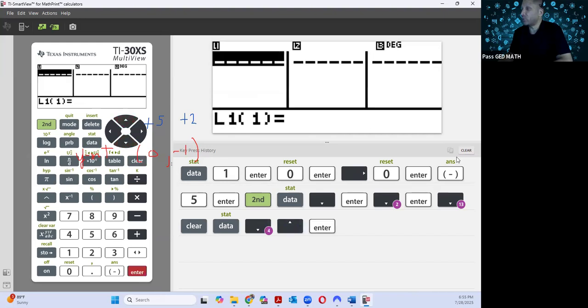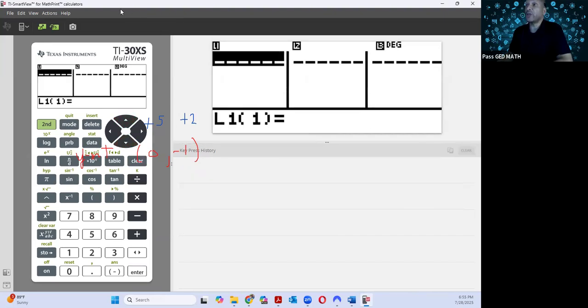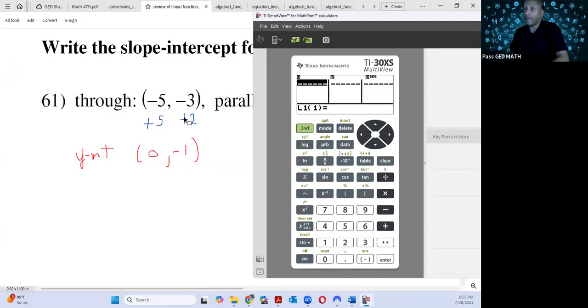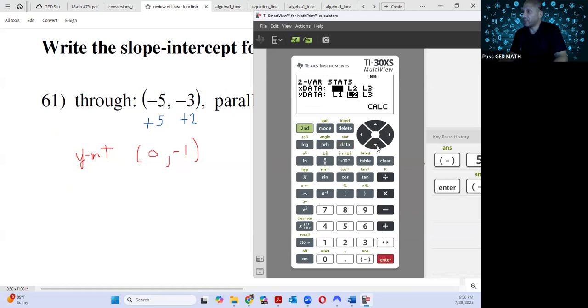Again, how am I going through this calculator just whizzing through? Because you got to practice every single day. My x's: -5, enter, 0, enter. My y's: -3, enter, and -1, enter. Second, data, 2 variable, calculate. I'm looking for my A and my B. My A is my slope. My B is my y-intercept.